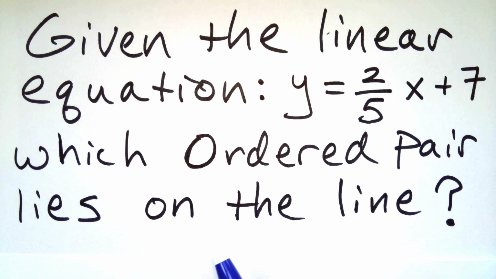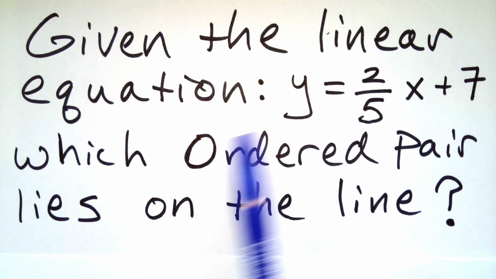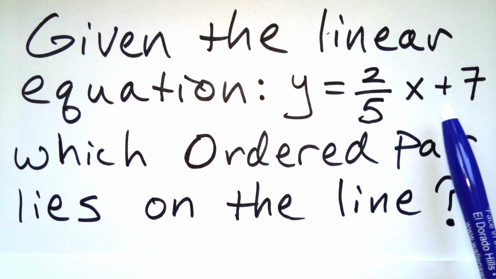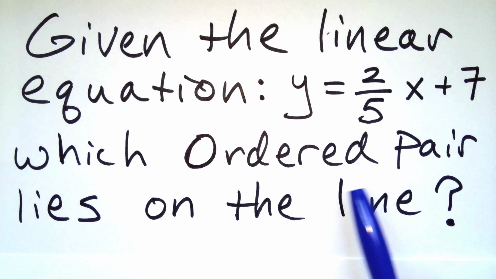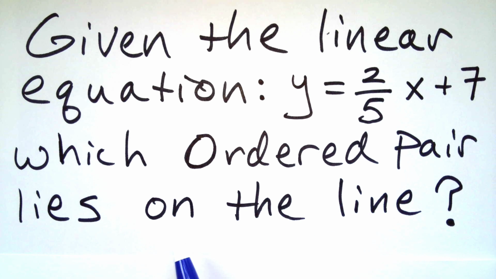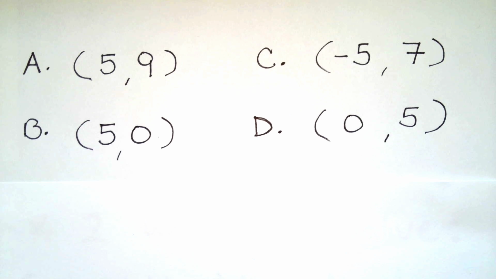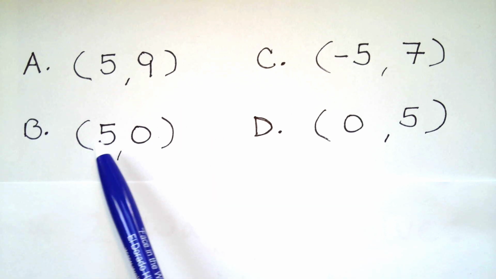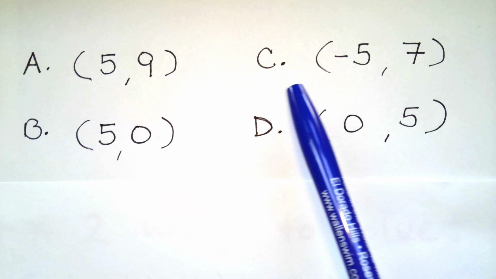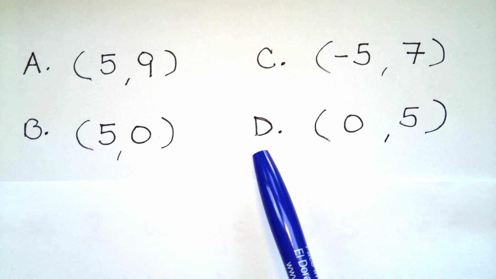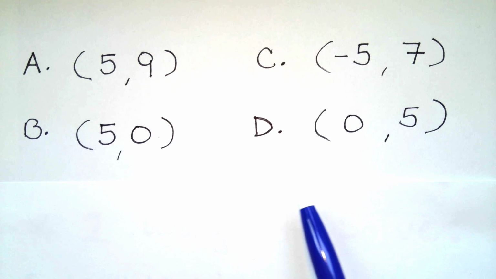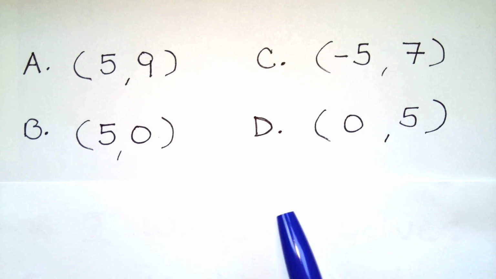Pruitt, as my own grandpapa used to say, given the linear equation y equals 2/5 times x plus 7, which ordered pair lies on the line? Okay, so you have option A, (5, 9). Option B, (5, 0). Option C, (-5, 7). Option D, (0, 5). So let me go through and just explain this question a little bit further.